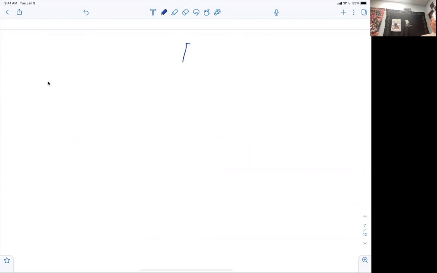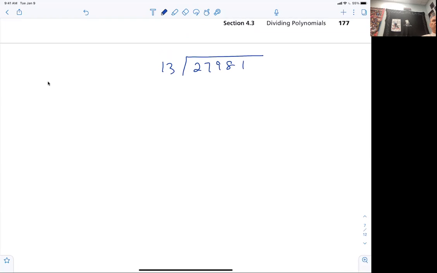So just as a quick review, if I said, for example, 13 into 2, 7, 9, 8, 1. You would say, how many times does 13 go into 27? Twice. Now, you're just multiplying 2 times 1 and 2 times 3. So that would be 26. Now, what did you do? You subtracted. So this was negative and that was negative, so to speak. When you subtracted, that became a 1, and then you brought down a 9.